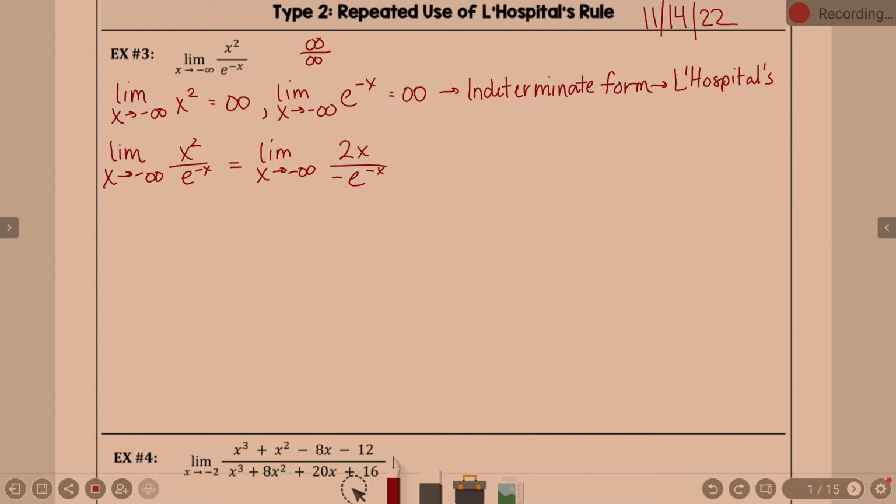Because remember, the derivative of e to some power is e to some power times the derivative of that power. So the derivative of negative x is negative 1. Okay, what happens here? 2 times negative infinity is going to be negative infinity. What about negative e to the negative of negative infinity? There's a lot of negatives in there. So this is going to become e to the positive infinity, right? Which is positive infinity, but then this is the negative of it. So we have negative infinity over negative infinity.